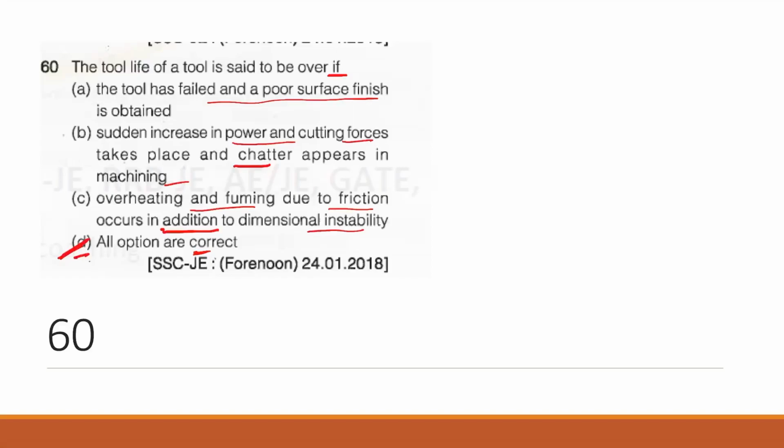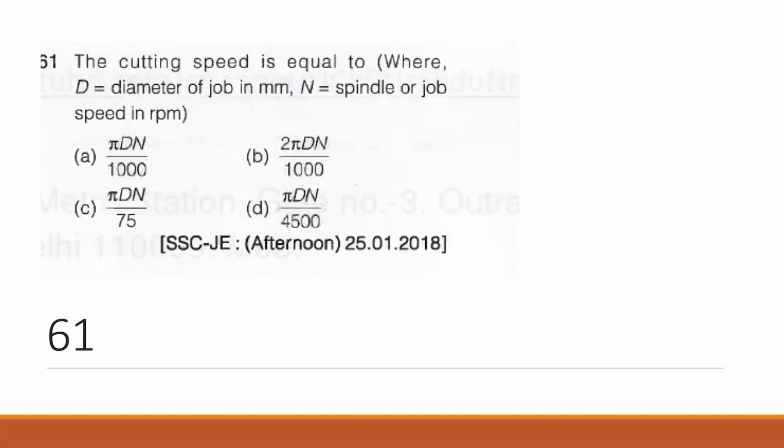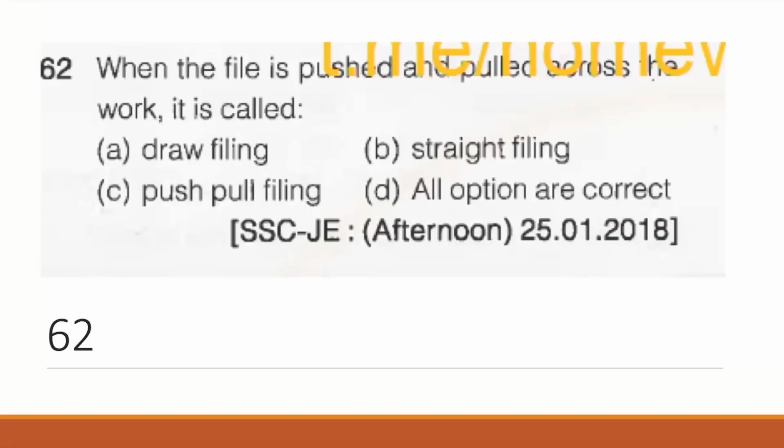Next question. The cutting speed is equal to, option A, pi DN by 1000. It is in meter per minute. That's why it is pi DN by 1000. Now the next question. When the file is pushed and pulled across the work, it is called as. Correct answer is draw filing. Not straight filing, not push filing. It is draw filing, when pushed and pulled across the work.